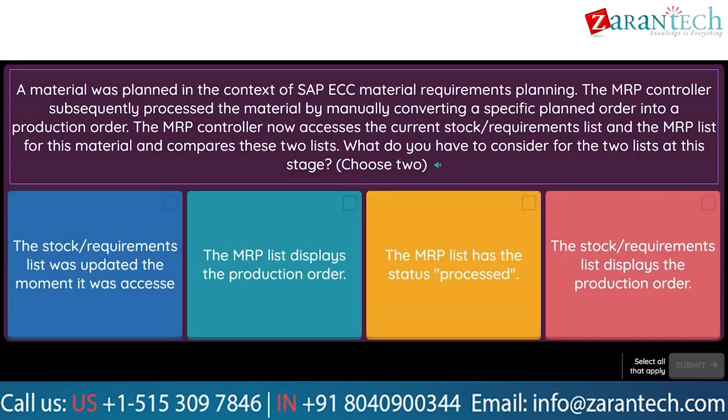Question, a material was planned in the context of SAP ECC material requirements planning. The MRP controller subsequently processed the material by manually converting a specific planned order into a production order. The MRP controller now accesses the current stock/requirements list and the MRP list for this material and compares these two lists. What do you have to consider for the two lists at this stage?